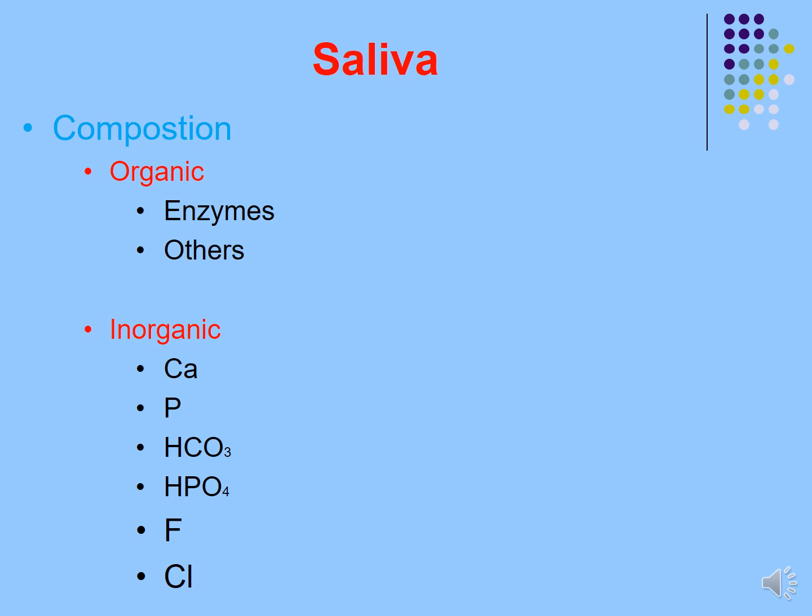Right, so let's look at saliva. Just broadly, it's composed of organic and inorganic components. Organic components are primarily enzymes and other components. In the inorganic components, the most important factors of saliva are calcium, phosphorus, bicarbonates, biphosphonates, fluorides, and chlorides.